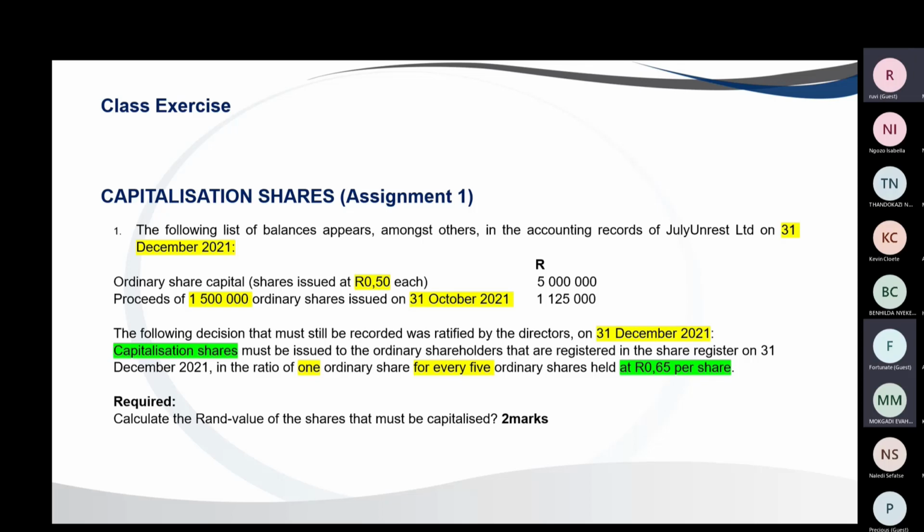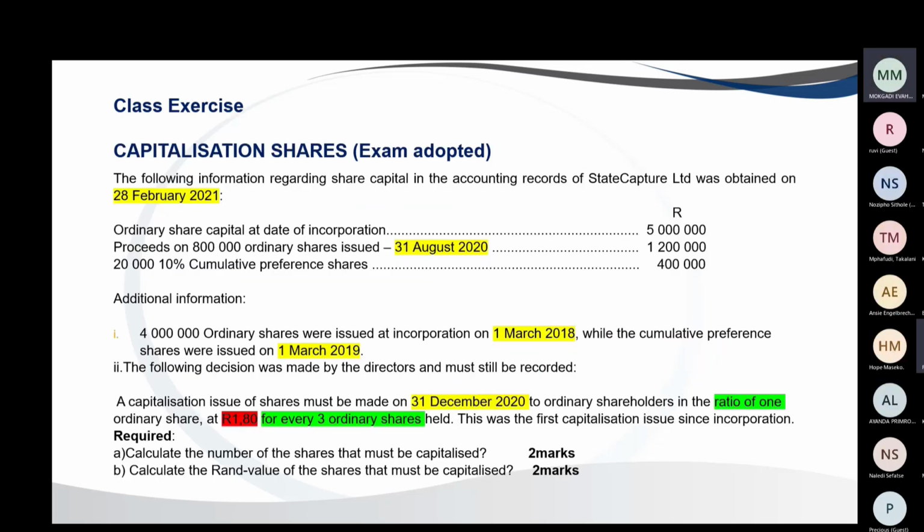Then for the rest, there's another opportunity now. Pace yourself for less than 3 minutes. This is an exam-adapted question, more or less the same. The following information regarding the share capital in the accounting records of State Capture was obtained on the 28th February. Just see how I am reading that. Even the speed reading, you'll get comfortable with that. Then I'll definitely do that highlighting. You'll read for yourself and start writing once I'm finished doing that. Just follow.